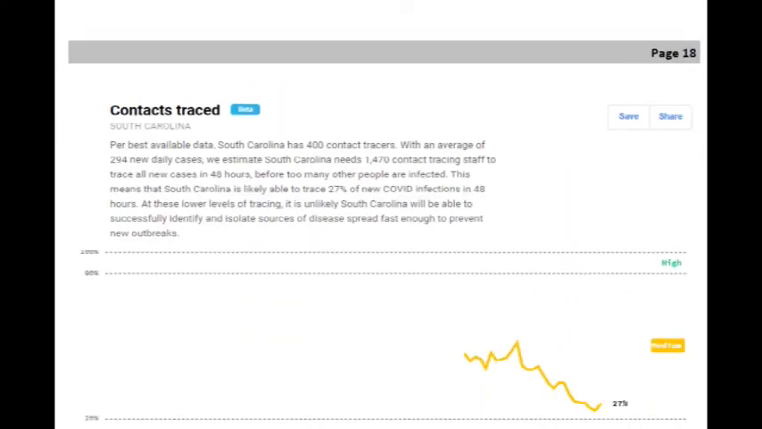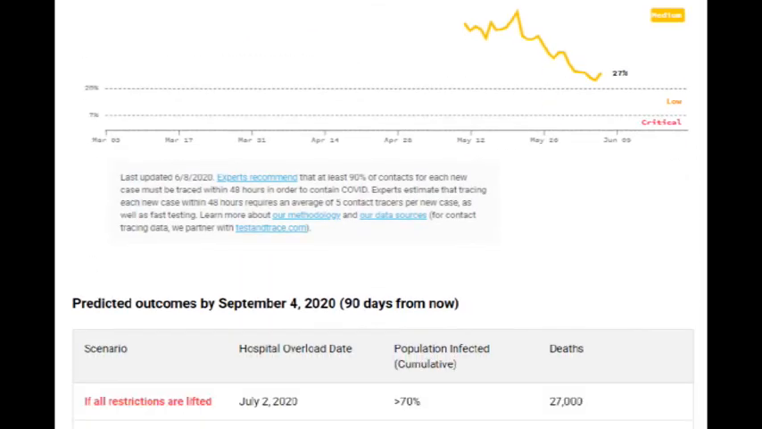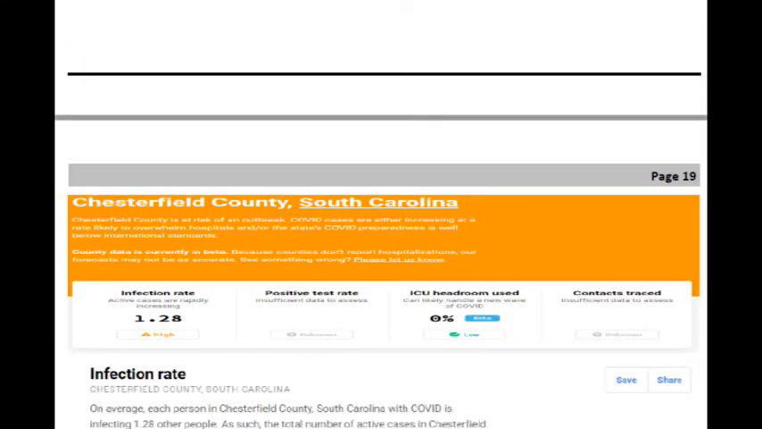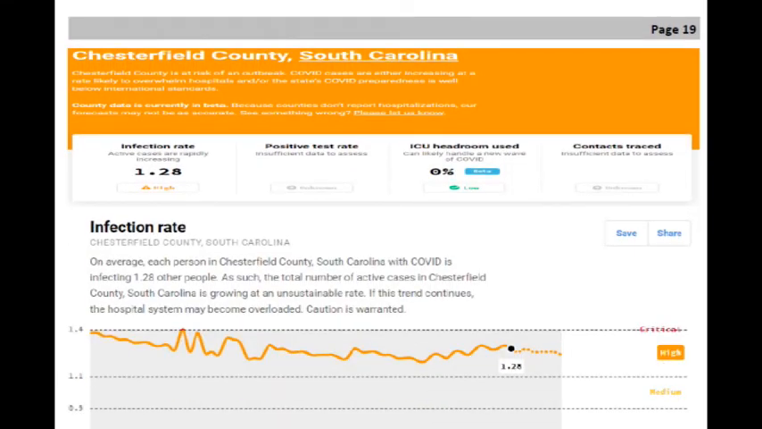At the bottom of page 18, this model, taking all of this information into account, projects that based on current trends, 33% of South Carolinians will be or will have been infected with COVID-19 by September 4th, 2020, with a total of 7,000 deaths in the state. This model also provides us with county level projections.